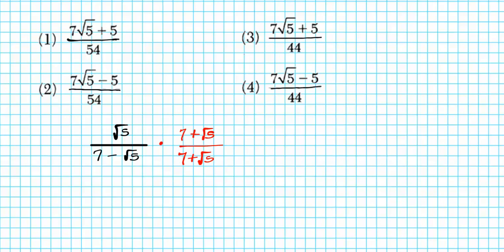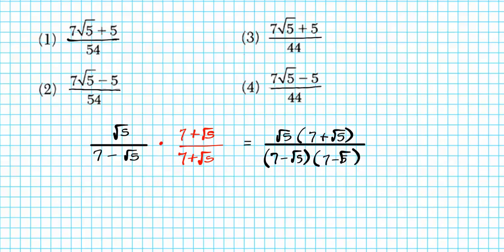Now we're going to multiply out on the numerator and the denominator. Let me write it in this way so that you don't get confused. We have root 5 being multiplied by 7 plus root 5 in the numerator. And then in the denominator, you have 7 minus root 5 times 7 plus root 5.